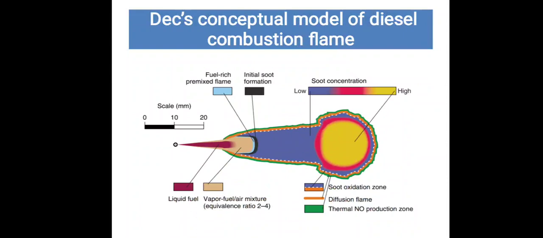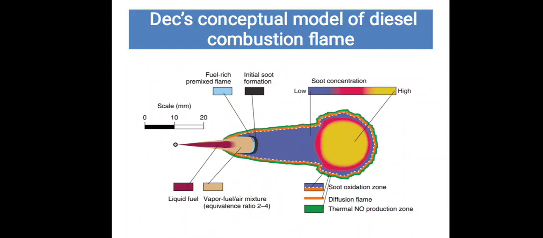We can see this in detail with the help of John Dec's conceptual model of diesel combustion flame at steady state period, which describes the thermal and chemical variations inside the burning fuel plume. In this figure, you can see various zones: fuel rich premixed zone, liquid fuel, vapor fuel air mixture, initial soot formation, soot oxidation zone, diffusion flame, thermal NOx production zone, etc.